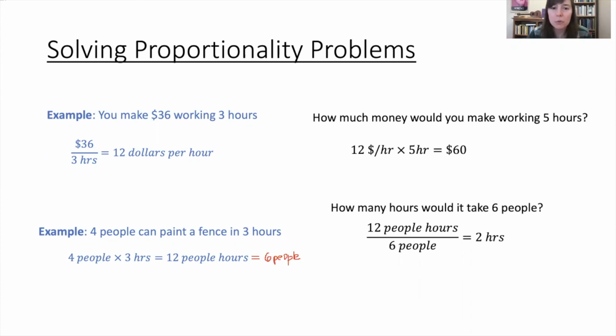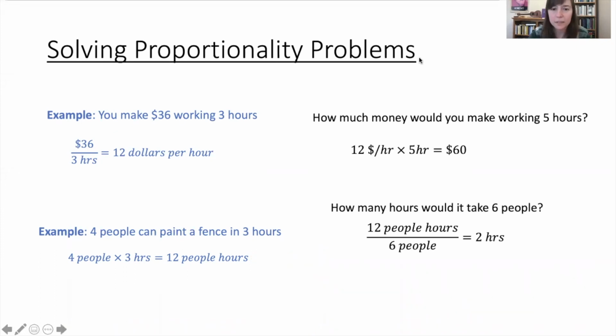Anyway, okay, so you have 12 people hours and that equals 6 people. Well, okay, so it's 12 people hours equals 6 people times B. And now you solve for B, which is the number of hours.